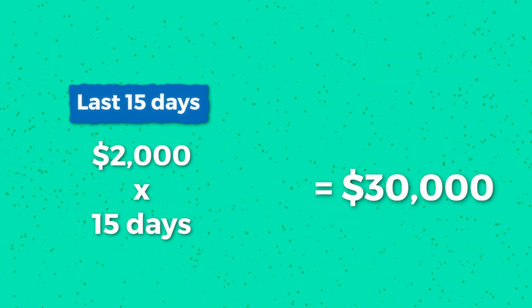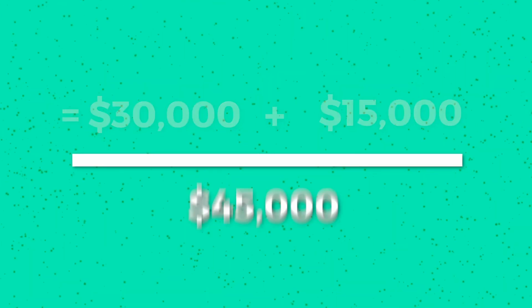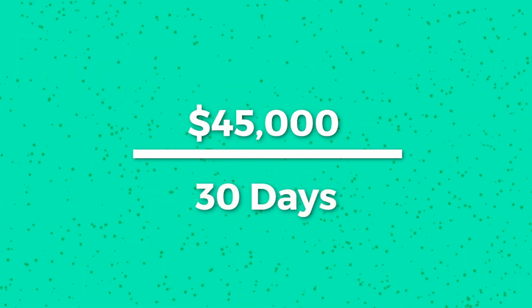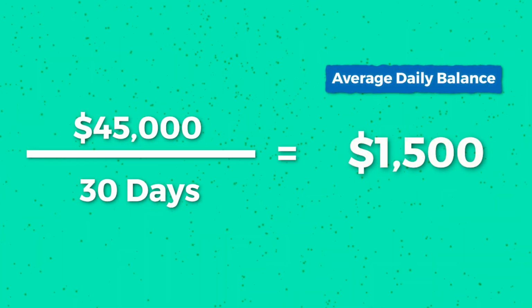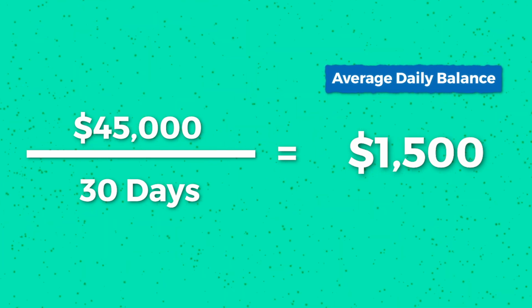So you would add the 30,000 plus the 15,000 to give you $45,000. You would then take that number and divide it by the number of days in the billing cycle, which is 30. And from there you would have an average daily balance for the month of $1,500. So that is how you determine average daily balance.